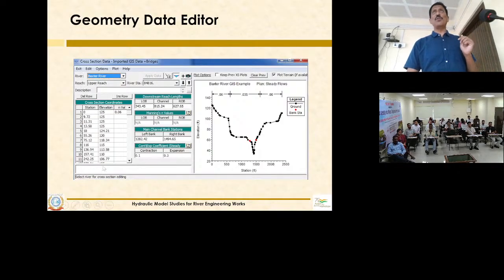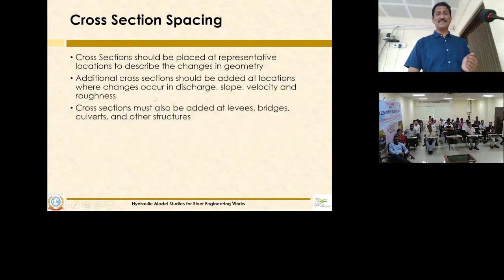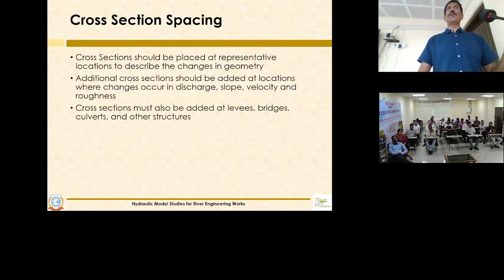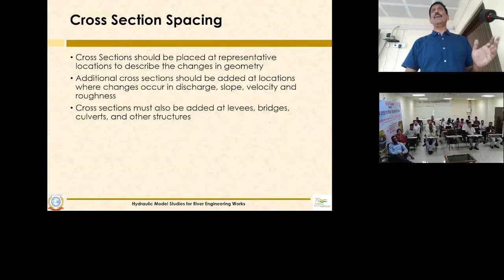These are the x and y values of the channel cross section, and as I mentioned here, these are the expansion and contraction coefficients. These are given by default, and how parameters like left over bank distance and other things work will be explained in more detail in the subsequent lectures. The cross section spacing will also be explained during the lectures. In RAS Mapper we deal more specifically with how the cross sections should be placed.